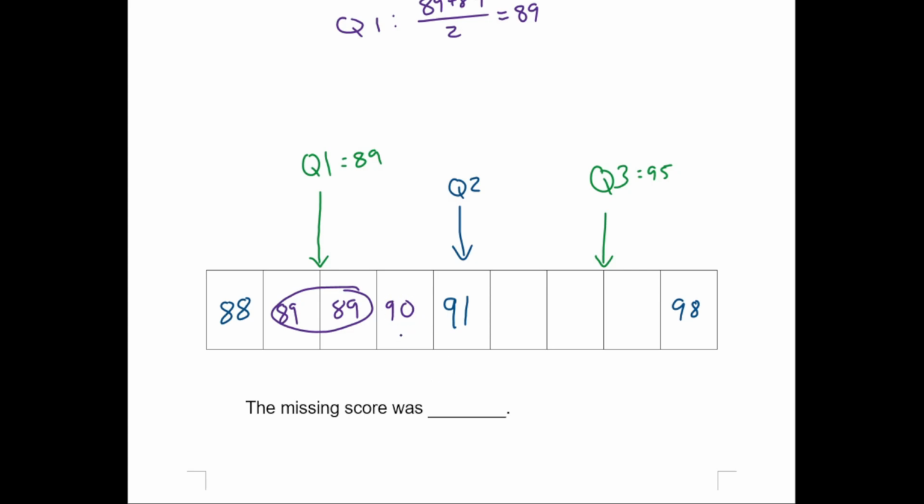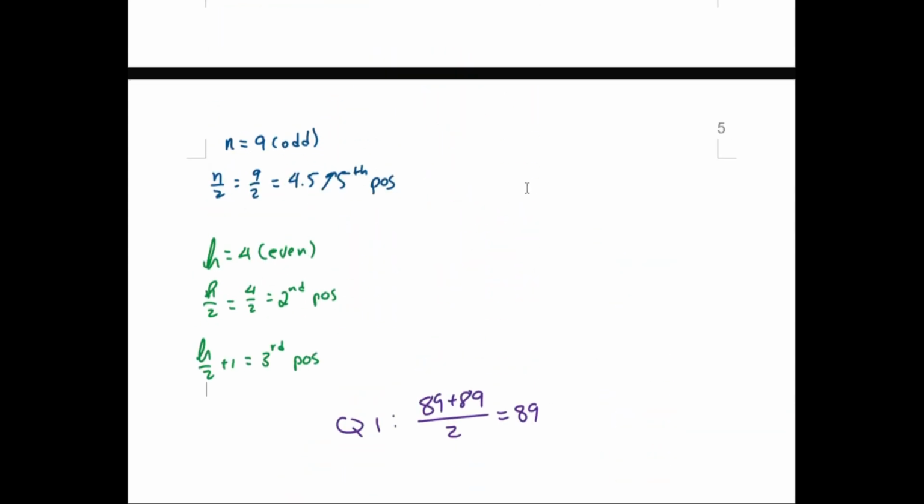Does 90 go here? How do I know it doesn't go here instead? Well, we're going in increasing order, so 90 has to go right there below 91. Okay, so far so good. All right, let's keep going.